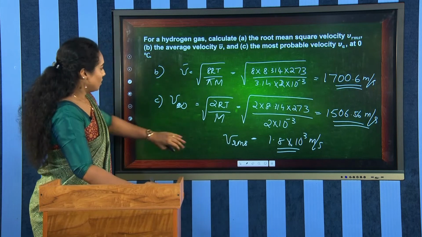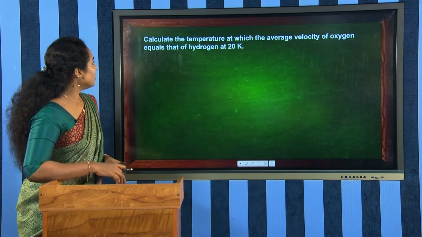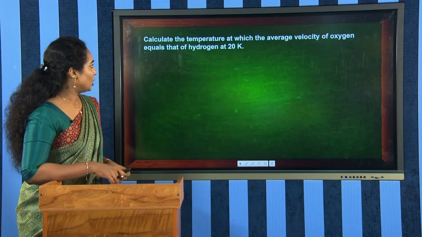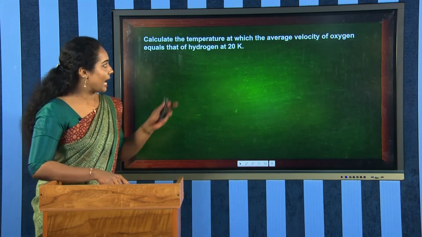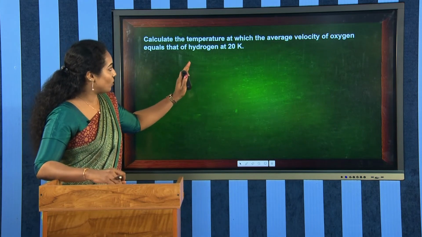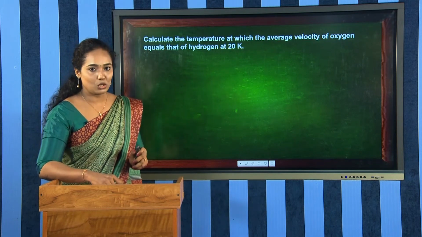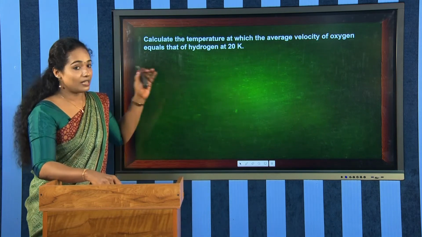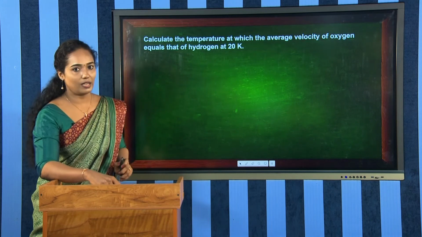Okay. Now I will move to one more last problem. The problem is to calculate the temperature at which the average velocity of oxygen equals that of hydrogen at 20 Kelvin. That means the average velocity is the same for oxygen and hydrogen. The temperature of hydrogen is given as 20, and we need to find the temperature of oxygen in order to meet that same average velocity.